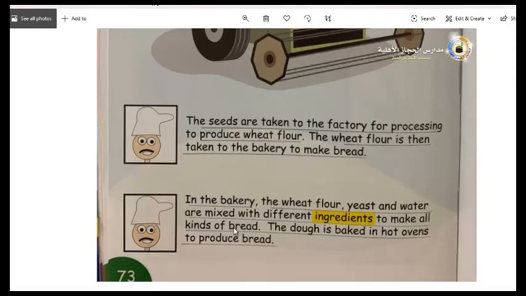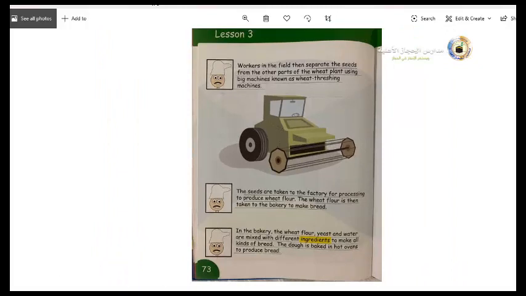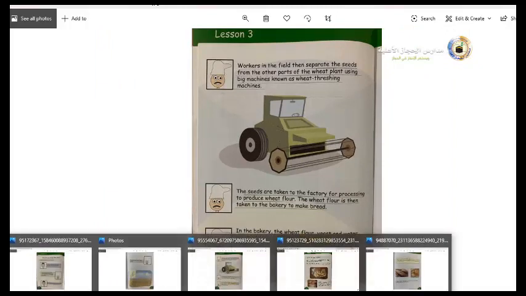In the bakery, the wheat flour, yeast, and water are mixed with different ingredients. So the main ingredients, the main items, are wheat flour, yeast, and water. And they add some ingredients, some items, to make all kinds of bread. The dough is baked in hot ovens to produce bread. Like at home, if your mom wants to make you a cake or something, she will put the mixture into the oven.